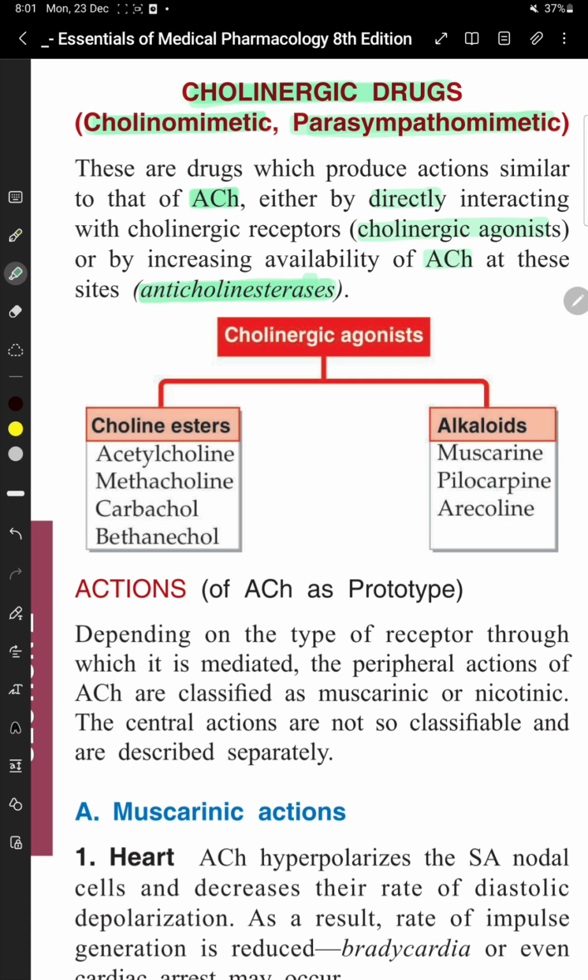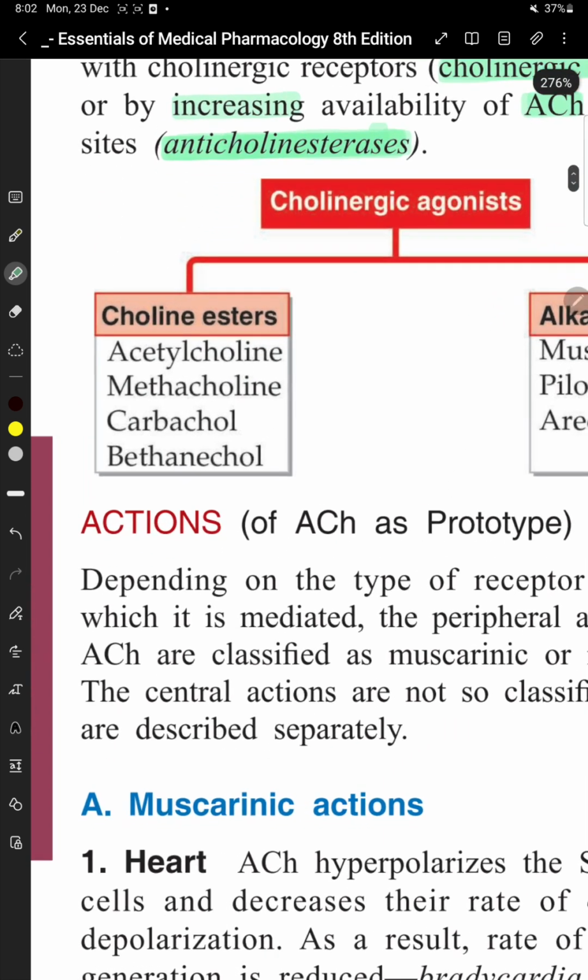So there are two categories of cholinergic drugs. First is cholinergic agonist. These will directly interact with the cholinergic receptors. Second is anticholinesterases. They inhibit the acetylcholinesterase enzyme, which will increase the availability of acetylcholine.